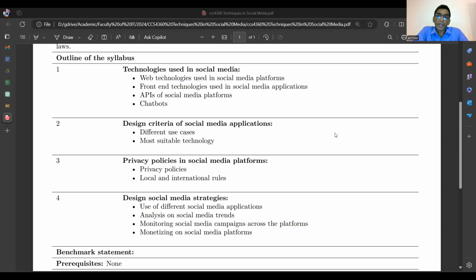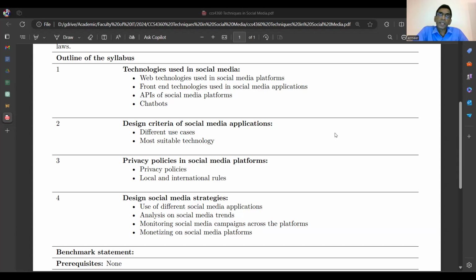We will also look at some examples on how certain companies, countries, especially politicians, use these technologies to divert attention and do things that are maybe not right from the larger general public's perspective, right? It may be all right for them and their campaign, but may not be correct from a larger population's perspective, right? And then the last one is design social media strategies.